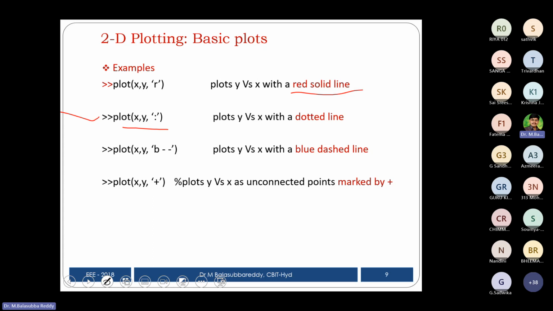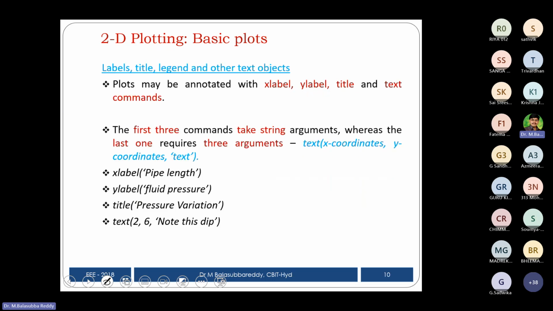Yeah, that is the reason. So we'll get blue, but the line is not a solid line. It will show you a dotted line. That is the thing. Now plot x comma y, b dash dash means blue color and dashed lines will be there. And then plus symbol, so with plus symbols, it is going to be marked.